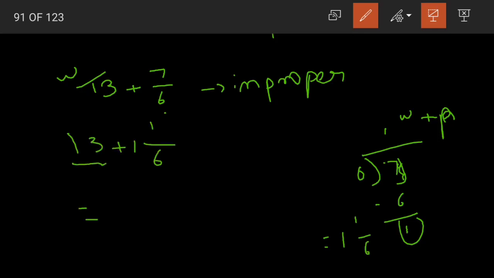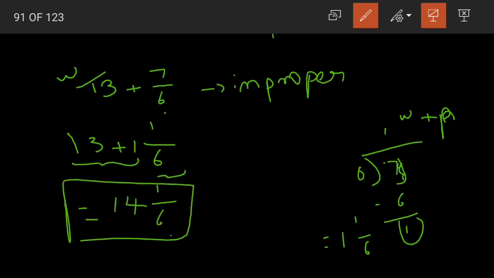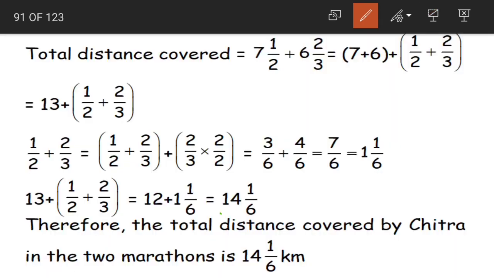Now again if we add here 13 plus 1, 14, then the fraction 1/6. 14 1/6 becomes our final answer here. Understood children? 14 1/6 kilometers. Or else if you are not comfortable this way, 7 1/2 plus 6 2/3.